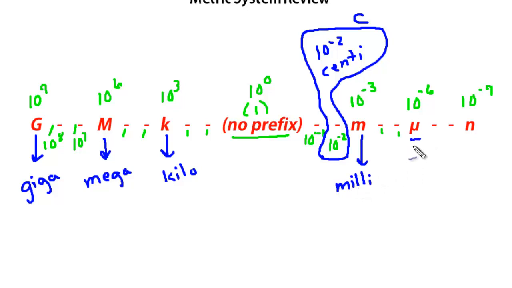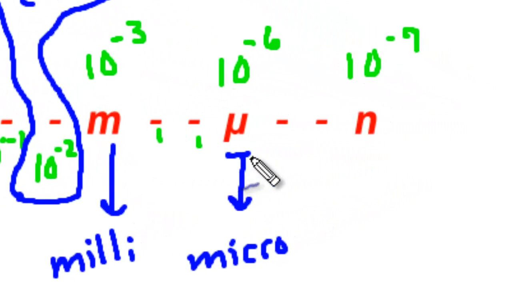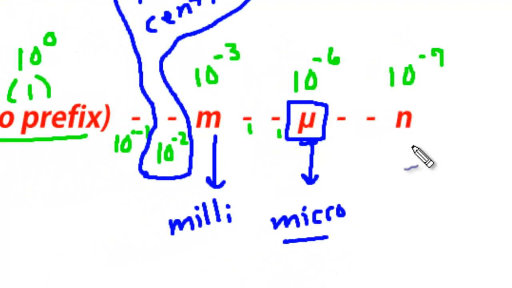This is supposed to be another m, and it stands for micro. But they ran out of m's. They're already using a capital. They're already using a small. So they're using the Greek letter for m. It kind of looks like a U with a tail in front of it. But it's actually the Greek letter for m, and it stands for micro.